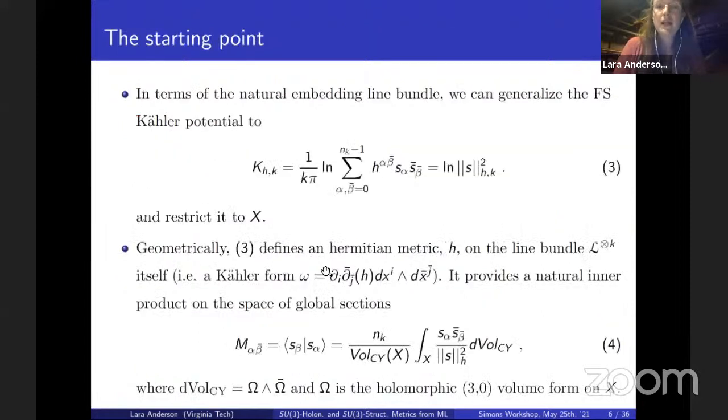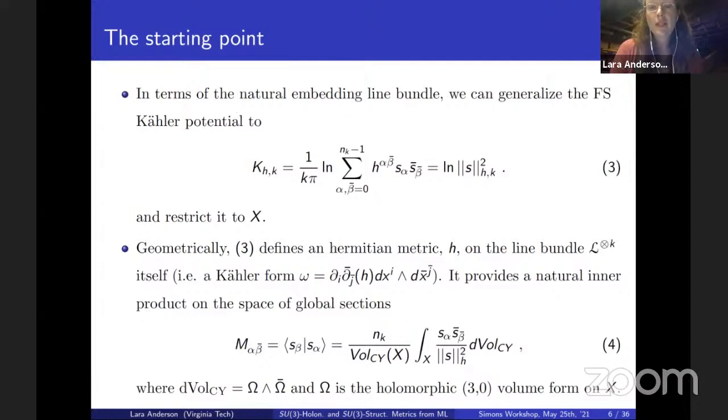So as outlined in Simon's talk, the idea is in terms of this natural embedding, we can try and write down this generalized Fubini-Study Kähler potential, and to consider it first as its action as a fiber metric, a Hermitian fiber metric, on the line bundle L to the power k. So this provides a natural inner product on the space of global sections defined here, and this integral naturally is done over the volume of the Calabi-Yau threefold. So again, all of this made an appearance in Simon's talk yesterday.